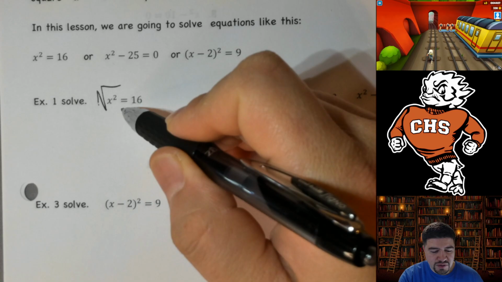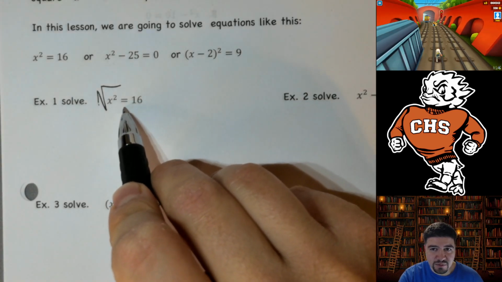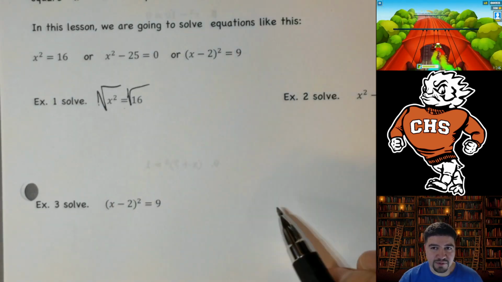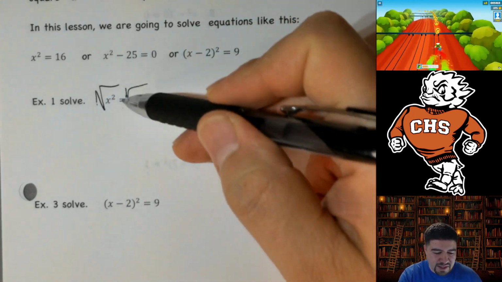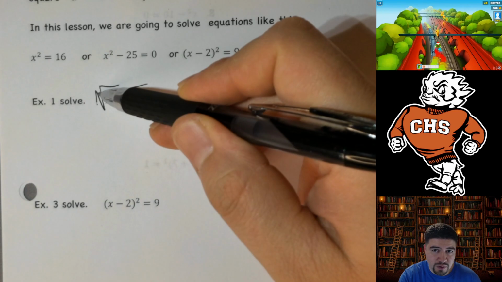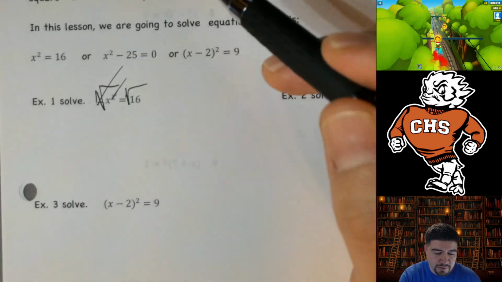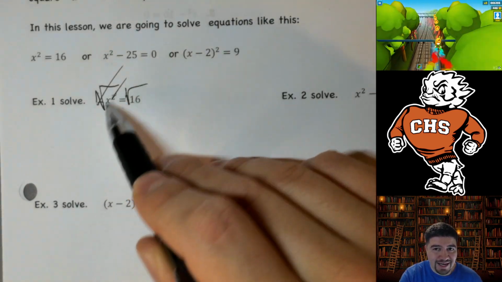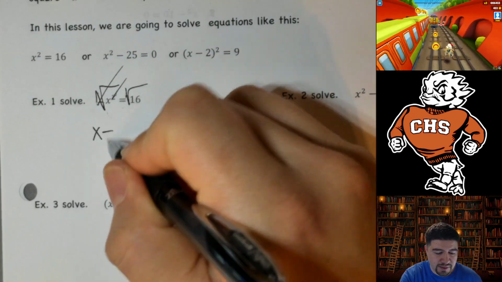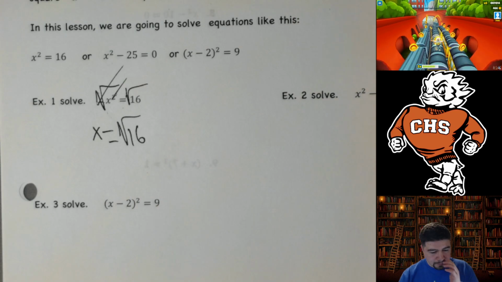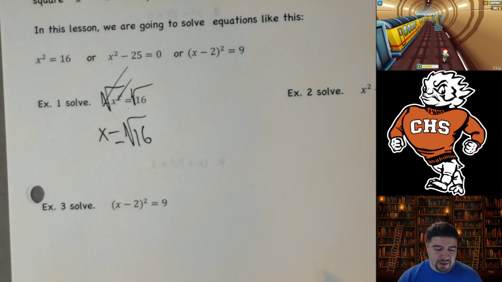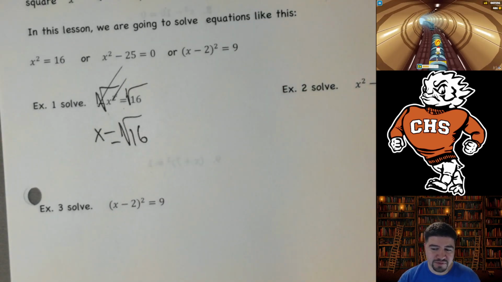And anytime we do something to one side of this equal sign, we've got to do it to the other side as well. So when we do this, what happens is that square and that square root are going to cancel each other out. And all we have left is that x right there. So I'm going to rewrite that. And then on the other side of this equal sign, I have the square root of 16. So now all we have to do is figure out what the square root of 16 is.